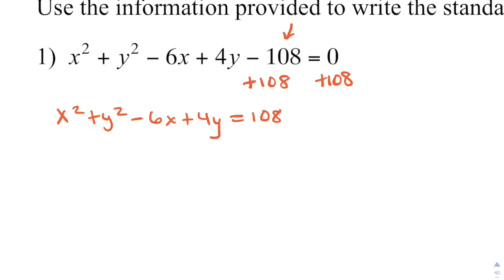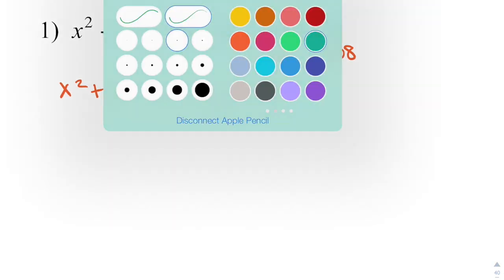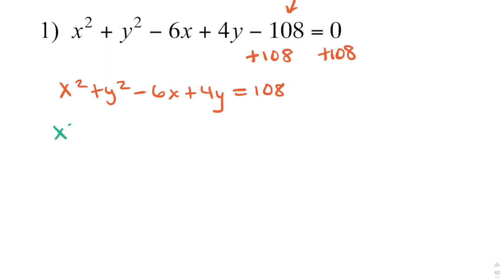And that's not even good enough. I need to actually put my x's together and my y's together. So here's what I want you to do. I want you to write x squared minus 6x. And I want you to leave a little gap here. And then I want you to write y squared, because it's a positive y squared, right? So y squared plus 4y, and then also leave another gap and write 108.